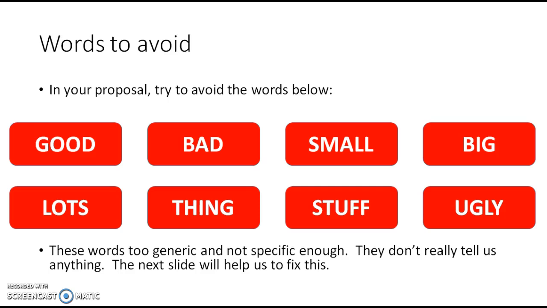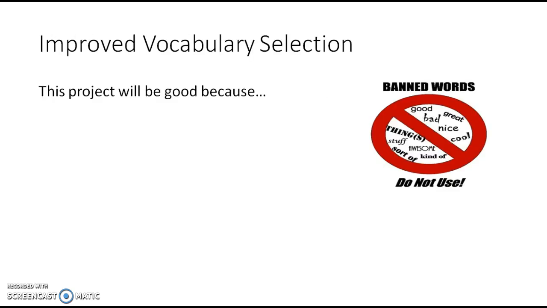So instead of using these types of words, this presentation is hopefully going to give you some ideas about how you can use language a little bit differently. So we could use a sentence, this sentence will be good because. Well, good, again, isn't very scientific and it's not very specific.